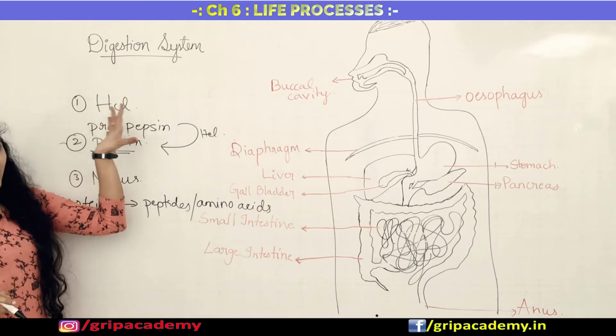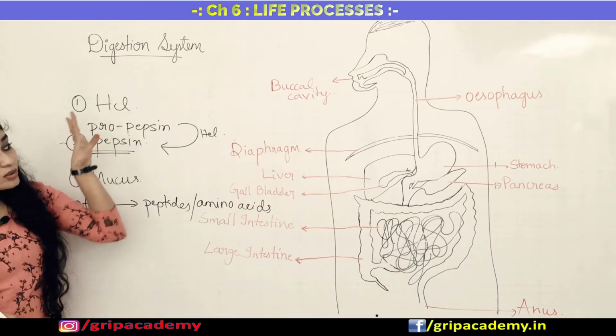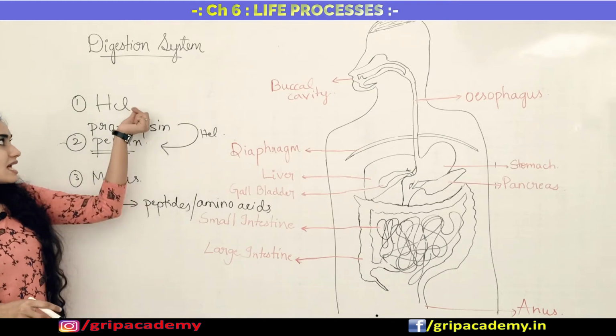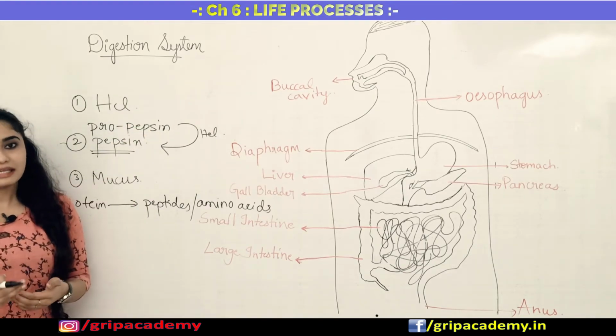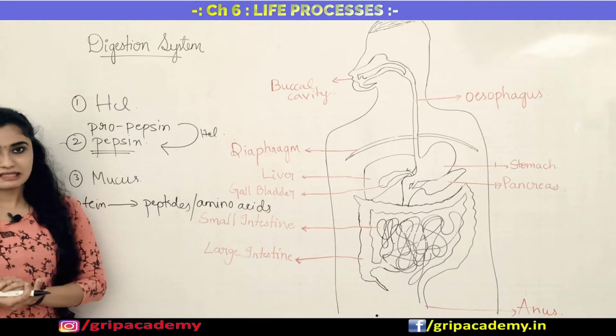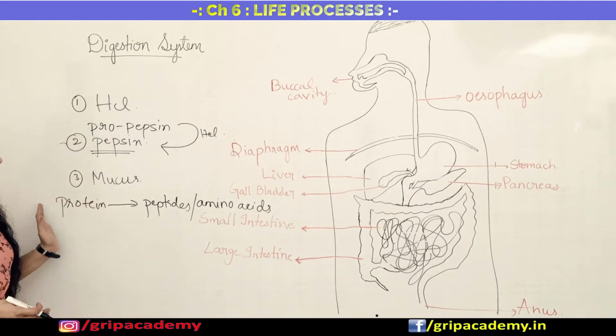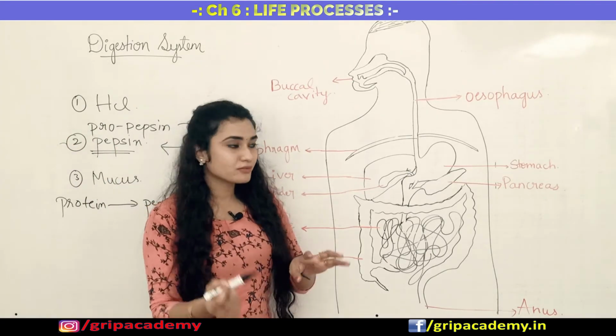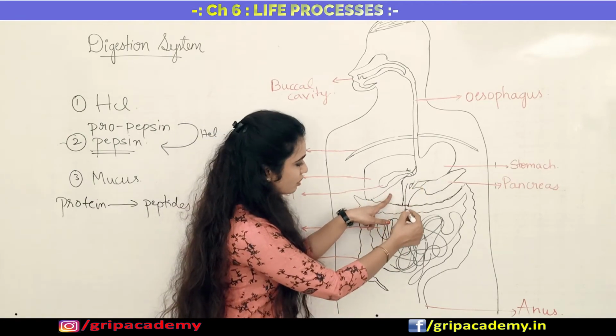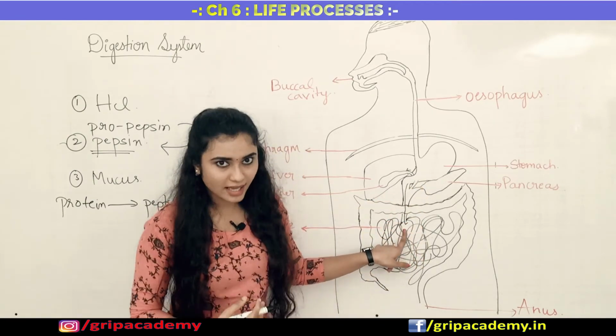You know, this is an acid. So in order to protect itself from this acid action, it will be secreting the mucus in order to protect its layer. Okay, so this is all about the stomach. So now the food will enter from stomach to the small intestine directly.